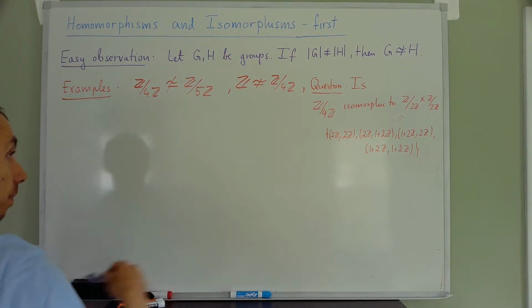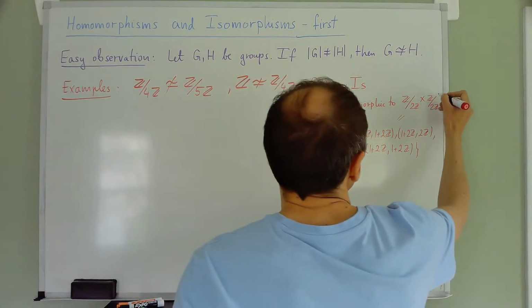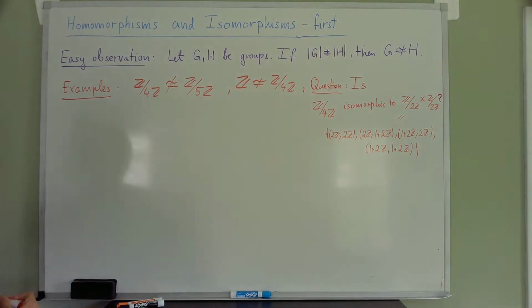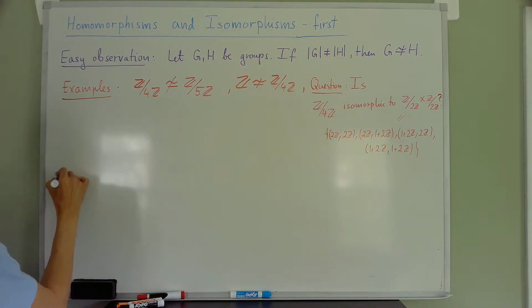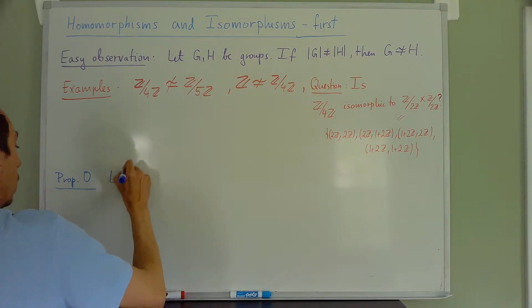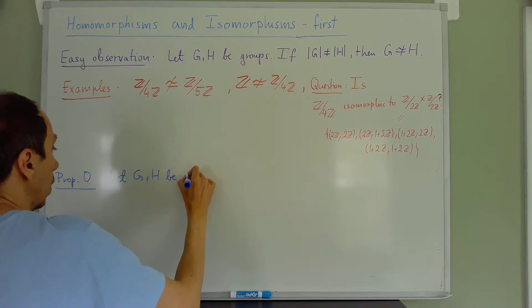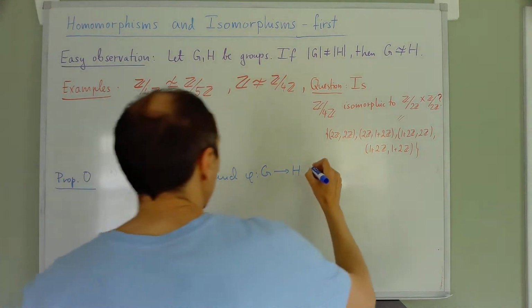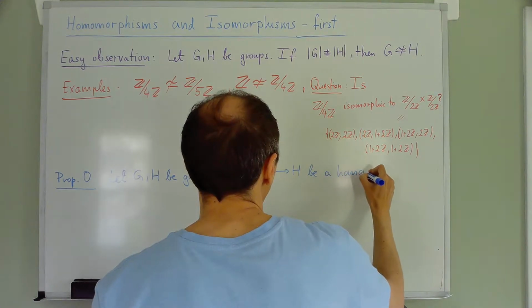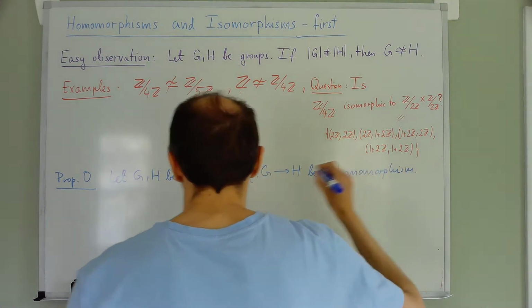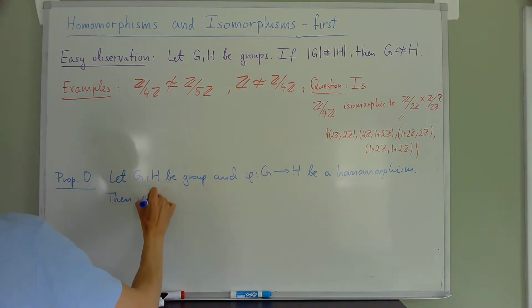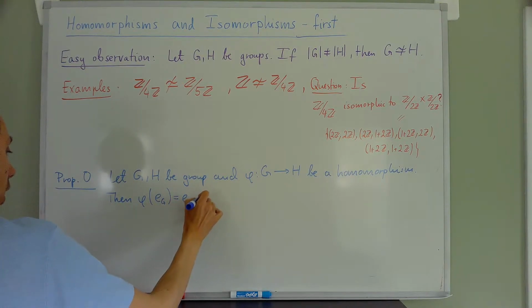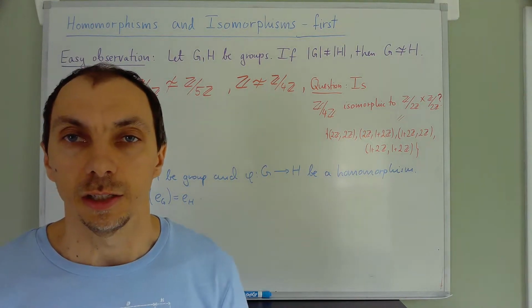There are some tools from group theory that will allow us to distinguish between some of them. So is it isomorphic? We begin with some basic properties of homomorphisms. Start with something called proposition 0. Proposition 0 says the following: let G and H be groups, and phi from G to H be a homomorphism. Then phi of the identity in G is equal to the identity in H. So the identity is always mapped to the identity.